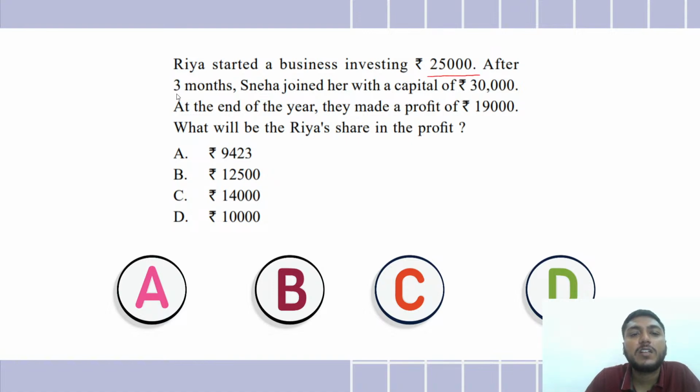And after 3 months, Sneha joined her. Read the language carefully. After 3 months, Sneha joined her. And at the end of the year, they made a profit of 19,000.